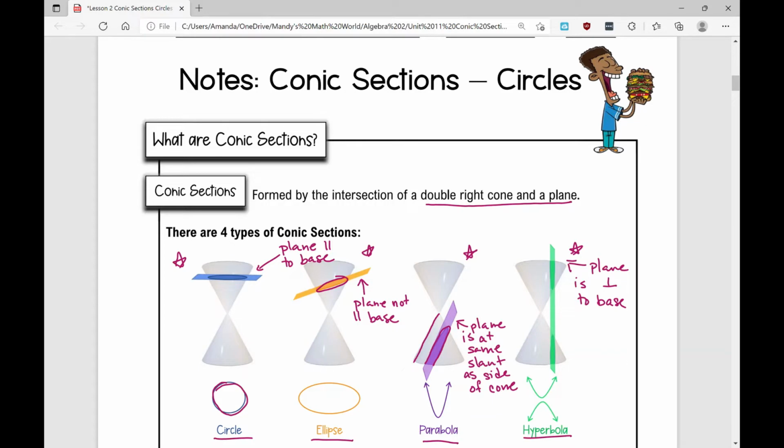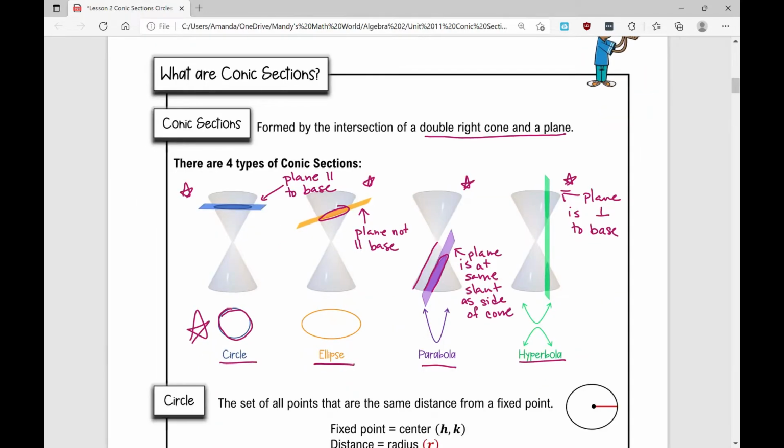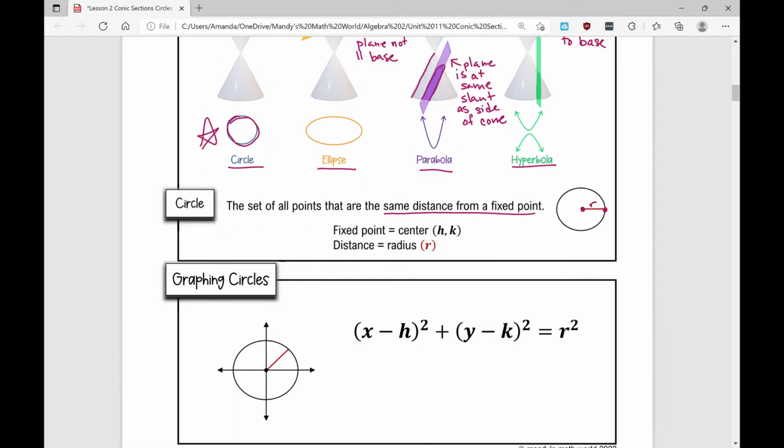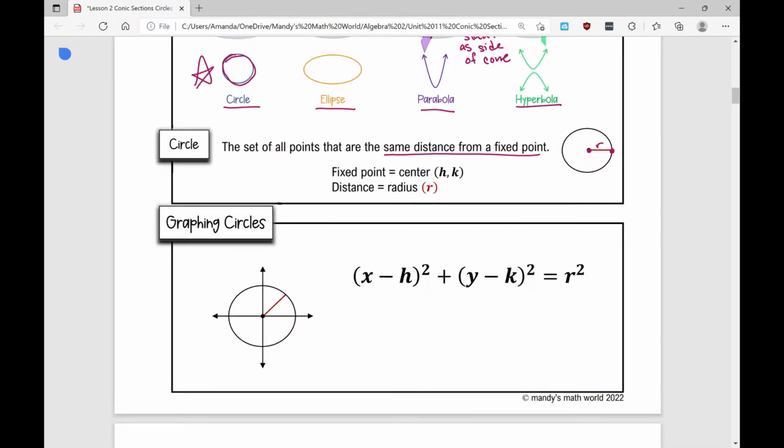And today we're going to focus on the circle, which you've been exposed to at this point. The definition of a circle is the set of all points that are the same distance from a fixed point. That fixed point is the center. We'll call that (h, k). The distance from the center to any point on the circle is the radius, and it's all the same. So now let's talk about graphing circles.